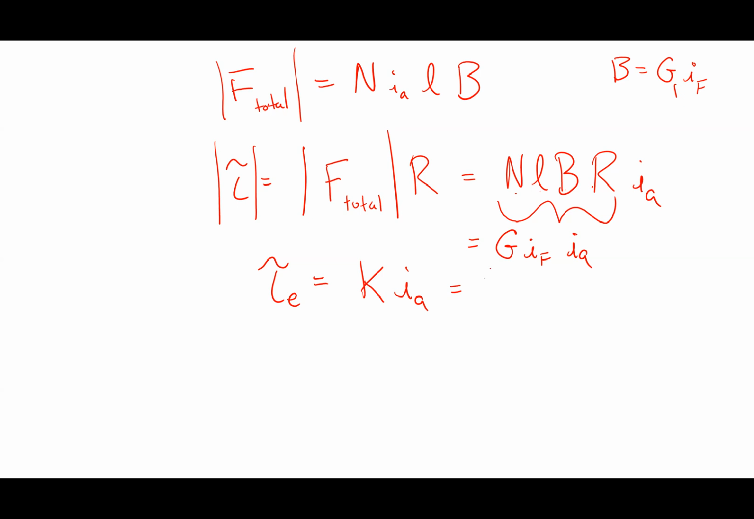Basically, this could be K, the constant. I only need this whole G thing if I have a field winding that I'm using. This machine does not have that field winding, so it doesn't matter. All right, so that's how I think about the torque that this machine produces.